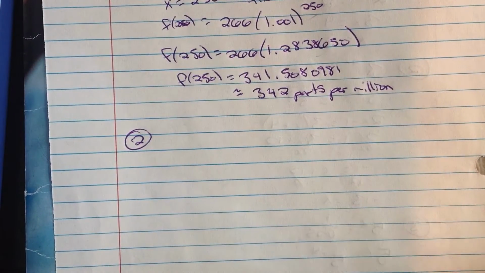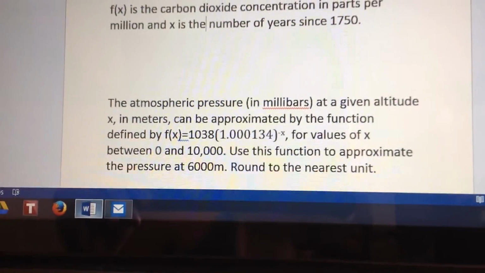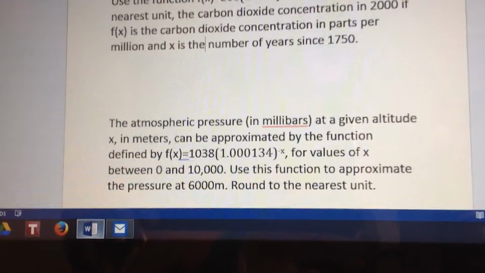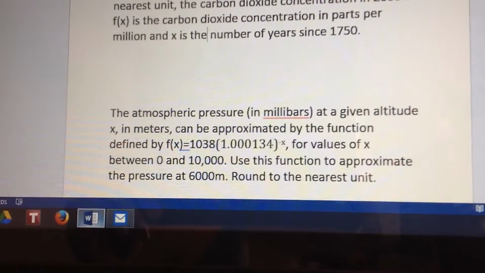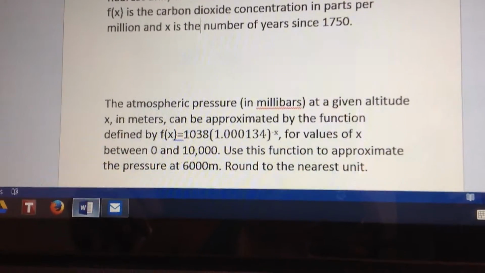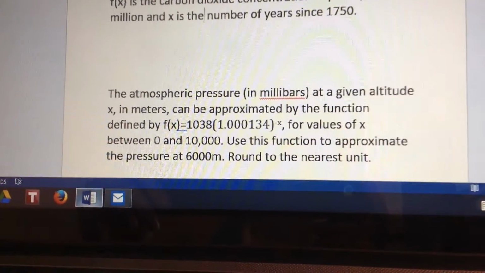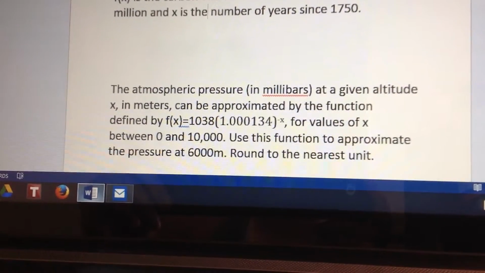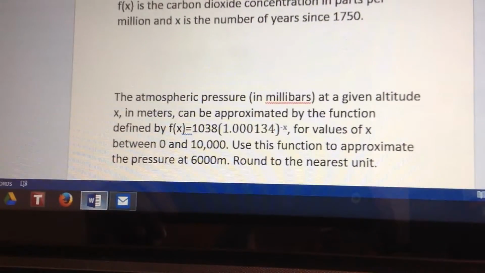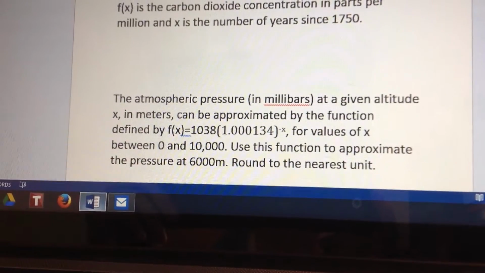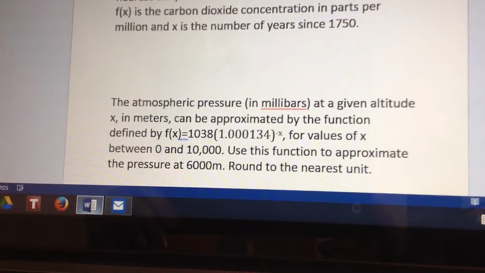Let's take a look at that second example. So, given the atmospheric pressure in millibars at a given altitude, x, in meters, can be approximated by the function defined by the following for values of x between 0 and 10,000. Use this function to approximate the pressure at 6,000 meters. Round to the nearest unit.